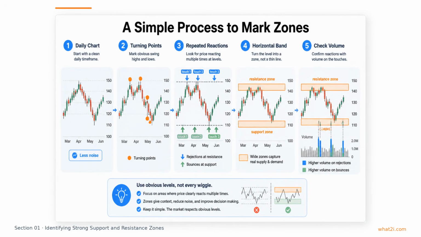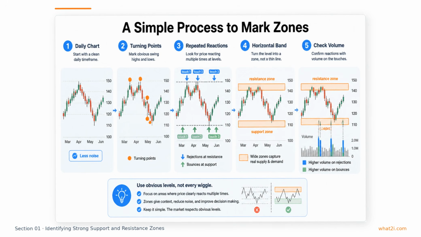A simple routine keeps this process clear and prevents overmarking the chart. Start with the daily chart, because it filters out much of the noise you see on lower time frames. From there, look for obvious swing highs and swing lows where price clearly turned. Then check whether those turning points happened more than once in a similar area. When they do, mark a horizontal band instead of a thin line so the zone reflects real trading behavior. Finally, glance at volume around those touches to see whether the reactions happened with stronger or weaker participation.